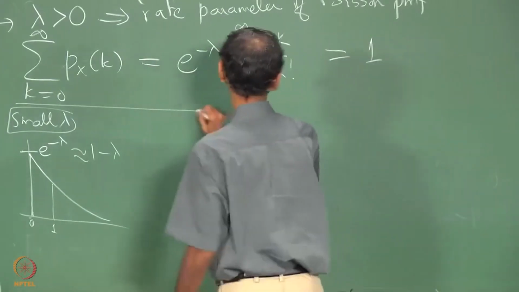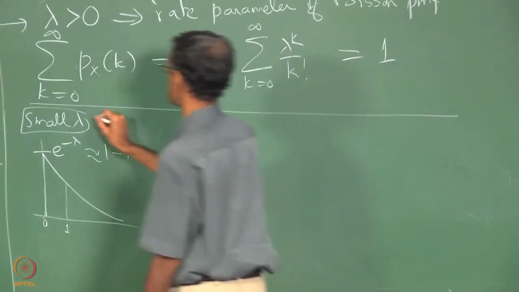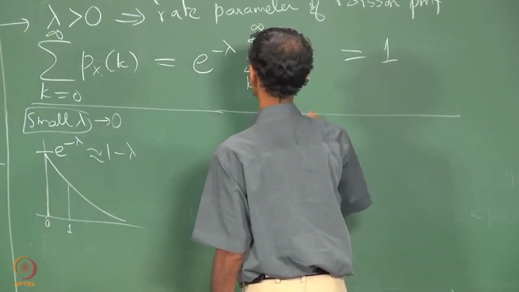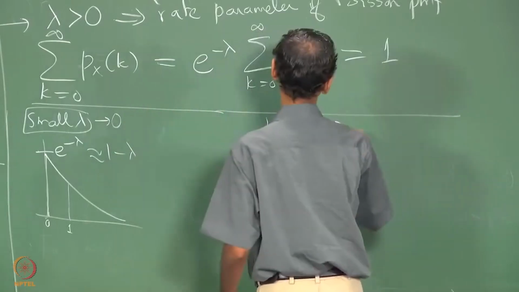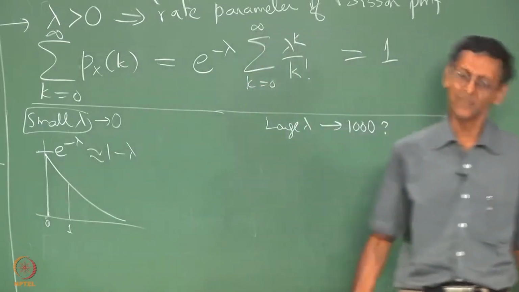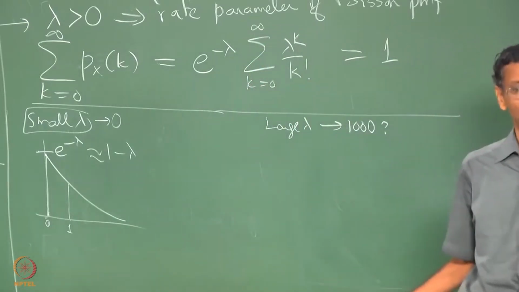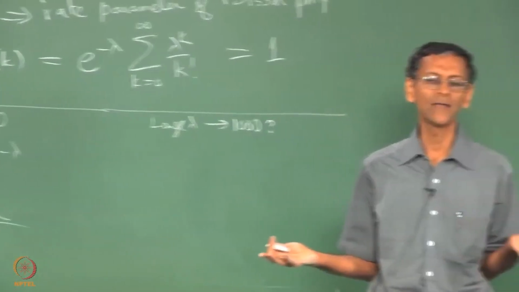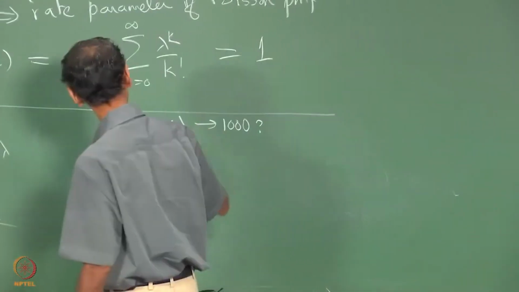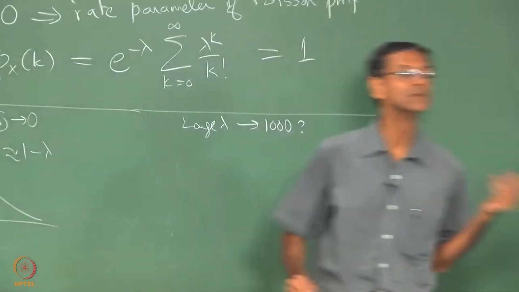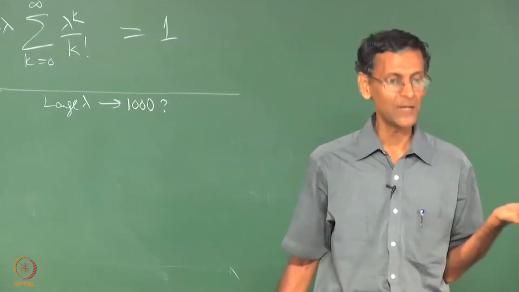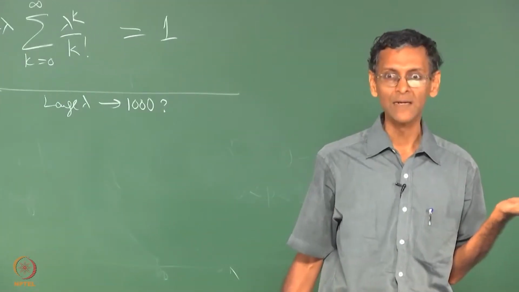Okay, so what happens when lambda is very large? So this is small lambda going to 0, and for large lambda going to 100 or 1000 or whatever, that is also possible physically. There is no reason why you don't encounter such large lambdas in practice. So now what do you think happens? It becomes very much like a bell-shaped curve centered at lambda.